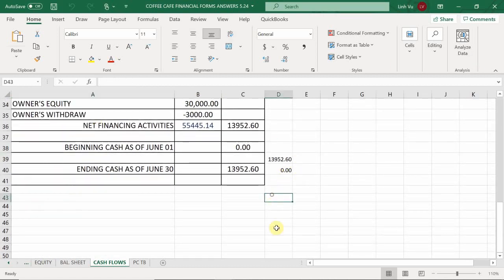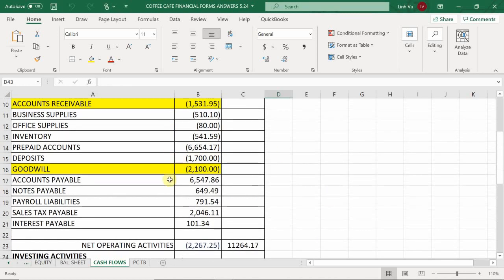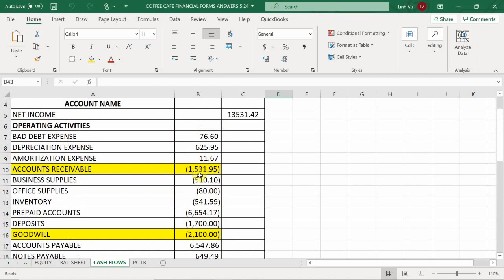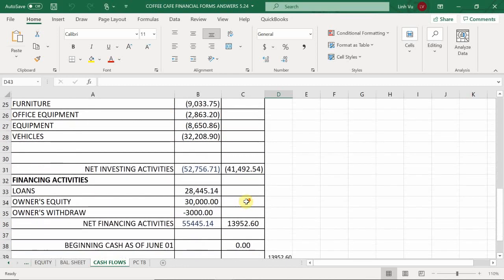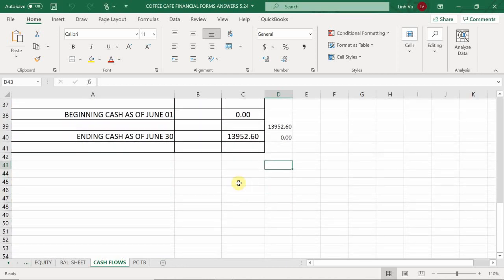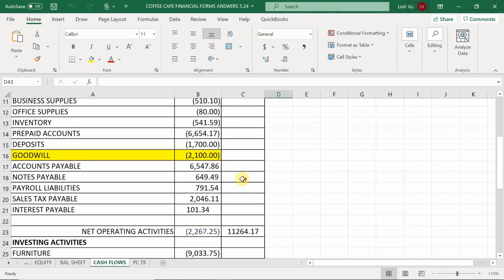Okay, so that was the $88 that I was missing: putting the fair market value instead of the historical cost for goodwill, and using the unadjusted amount for accounts receivable, because we never received the money in the first place. Even though we took money out, we never received the full amount anyways. So that's the most important thing here. And of course, your bank is a total of 13,952.60. So that's just a few little things right there.